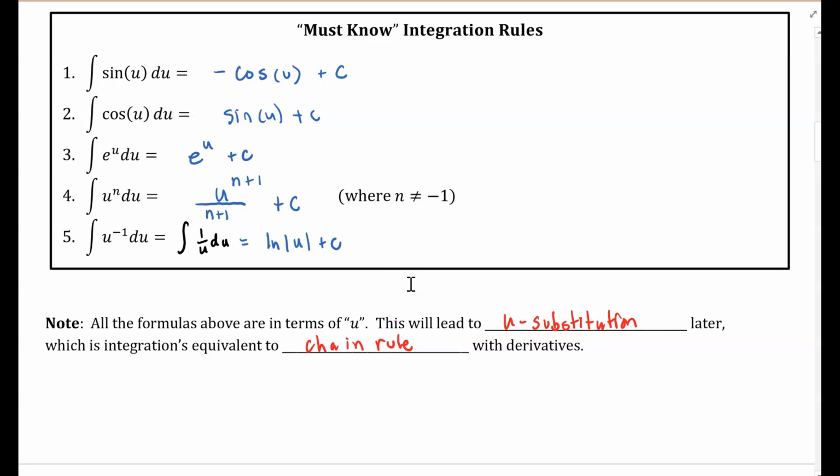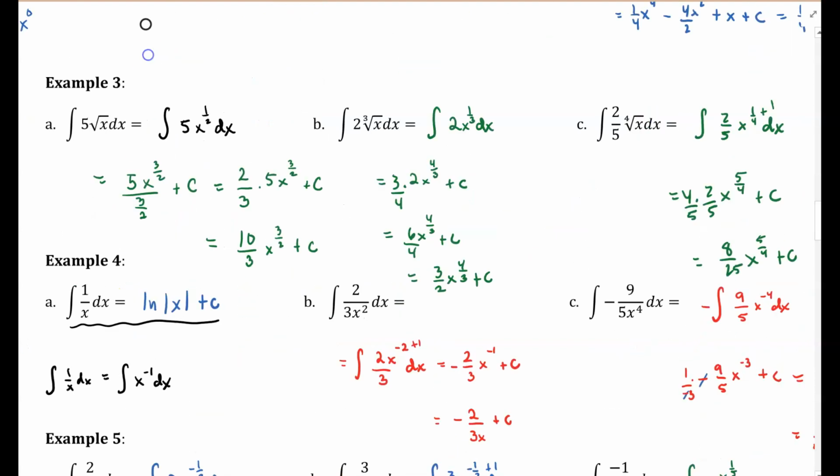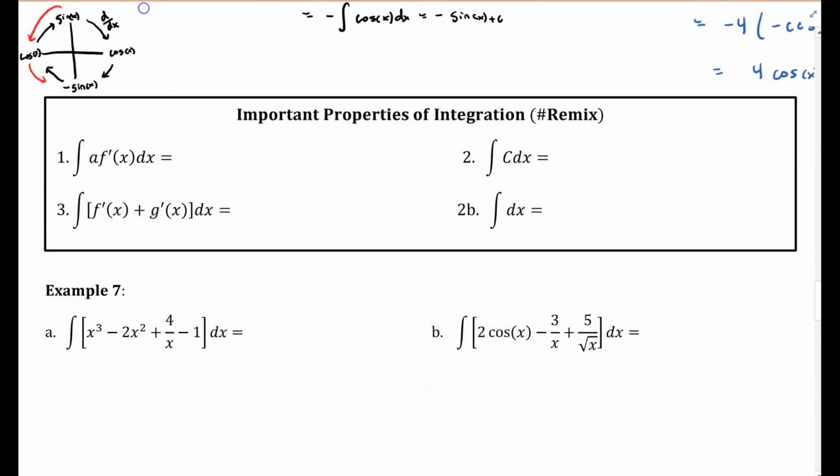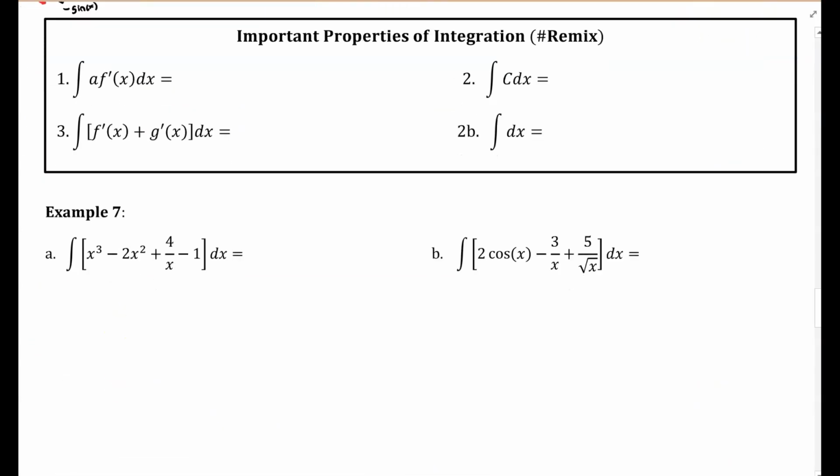So what we're going to do today is look at some important properties. We've kind of been using these, and we've done this with definite integration so far, but we're going to see how this applies to indefinite integrals.